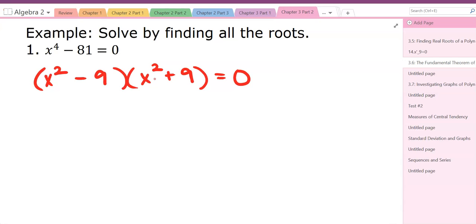So I'm going to set these both equal to 0. So x squared minus 9 equals 0. We'll start here first. I'm going to go ahead and add 9.